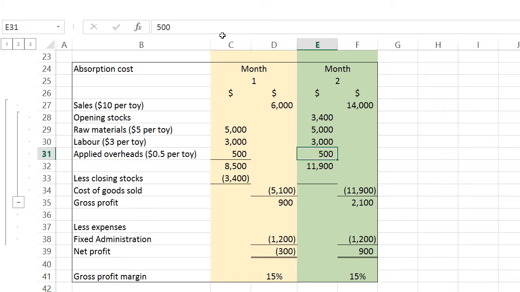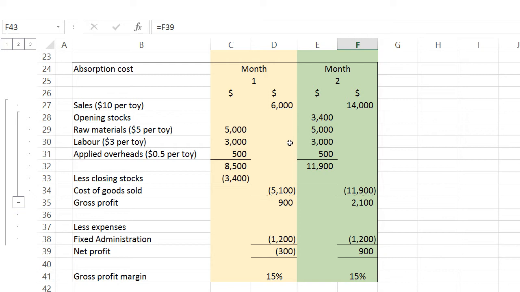Okay, so the respective costs like material and labor and overheads pertain to making 1,000 in a month, so they are the same as the marginal method. And in fact, it's the same as the previous month. Okay, total costs including the overheads will be 11,900. Your cost of goods sold will be 11,900 minus against your sales, you get gross profit of 2,001 minus against your fixed admin, you get net profit of 900. Okay, and then of course the gross margin is exactly the same.